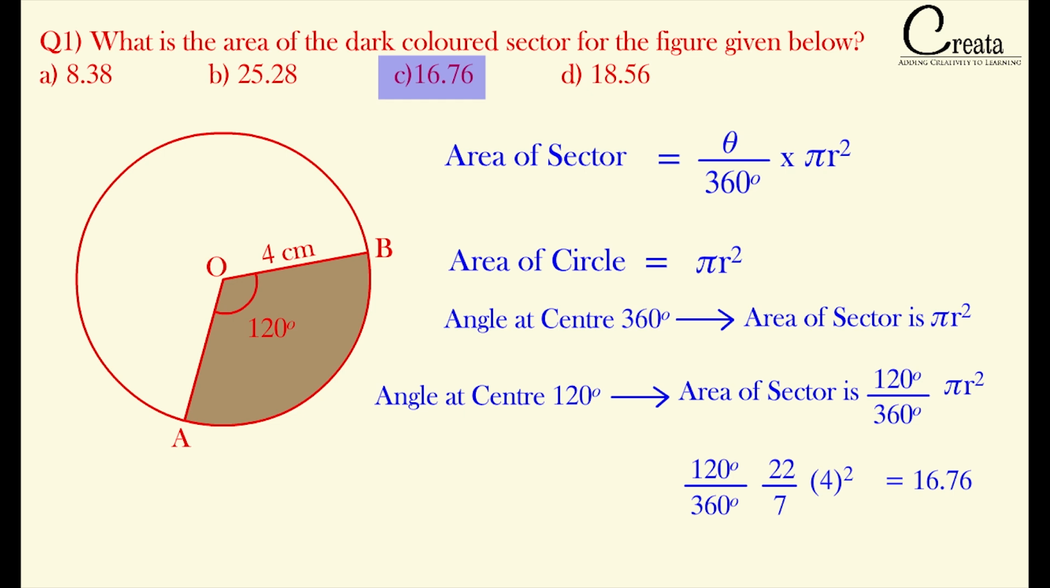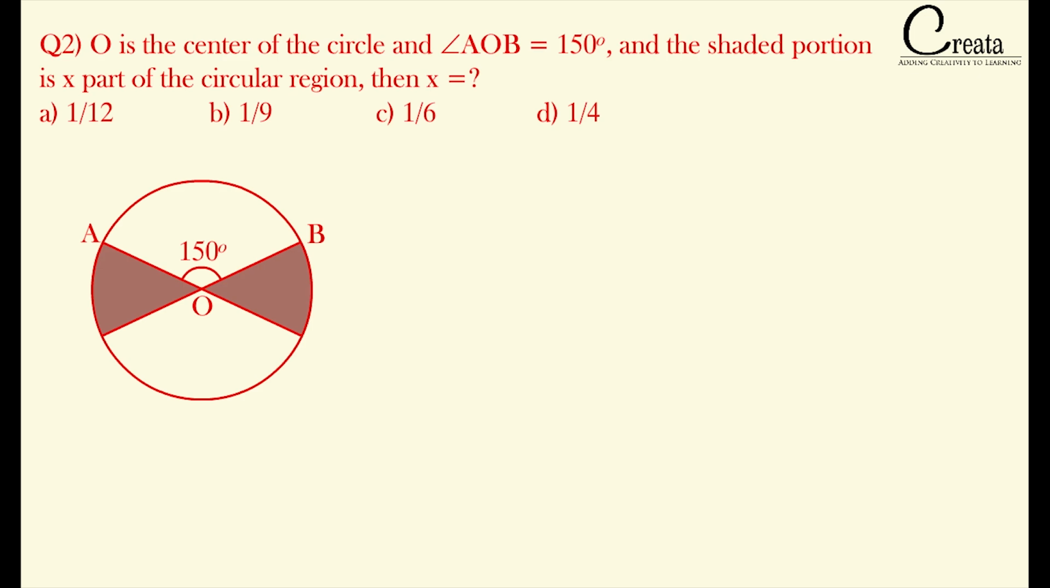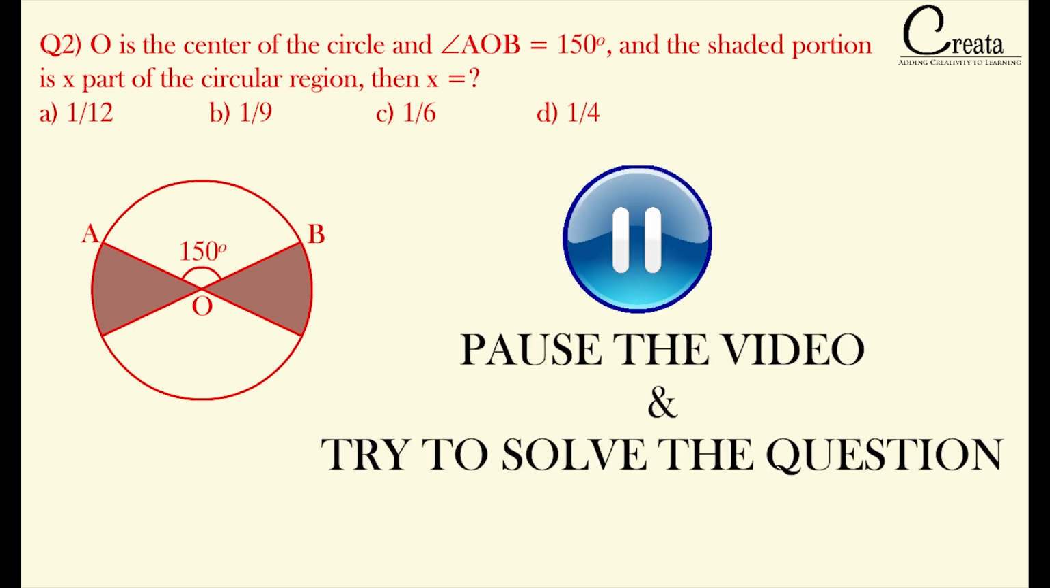So let's move to the next question. The question is, O is the center of the circle and angle AOB is 150 degree and the shaded portion is X part of the circular region. Then X is, 4 choices are given.